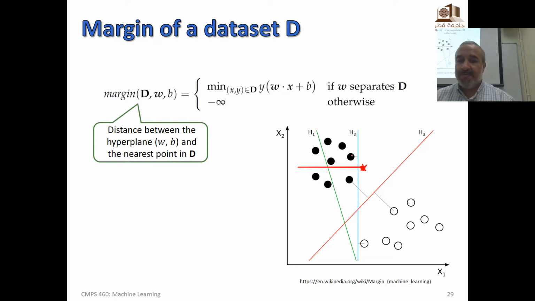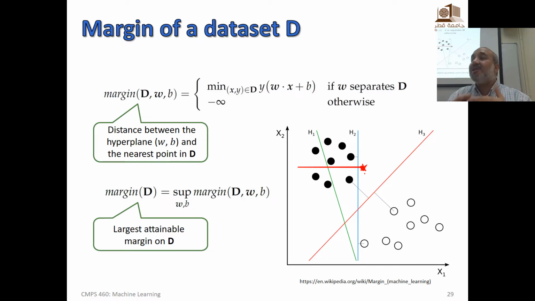Now we defined the margin of a data set with a model. Now we can generalize that to the margin of a data set in general. The margin of a data set in general is the largest margin with any model, the largest possible margin with any model. Now we understand the definition of the margin of a data set with a model. The margin of a data set by itself is the largest possible margin with any model.